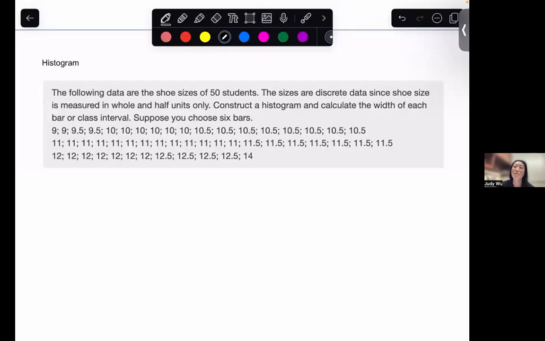Hi folks, welcome to this video on how to make a histogram, and we're going to do this by hand and on StatCrunch. So the following data are the shoe sizes of 50 students.